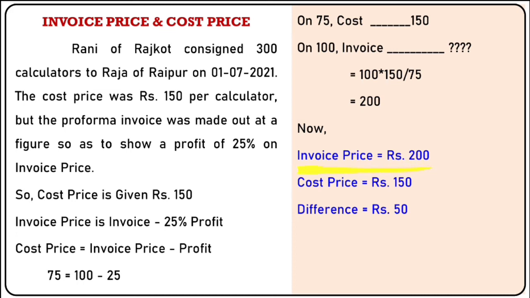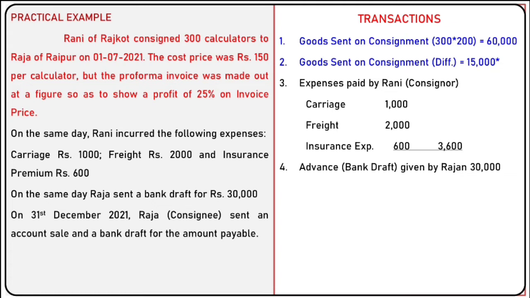Clear? Invoice price 200, cost price 150, difference that is 50. Goods sent on consignment અને closing stock આ બેમાં આપણે invoice cost નું ધ્યાન રાખવાનું છે. Now we have some transactions. Goods sent on consignment 300 calculators at rupees 200, invoice price. Goods sent on consignment, that is difference, 300 calculator at rupees 50. Clear?